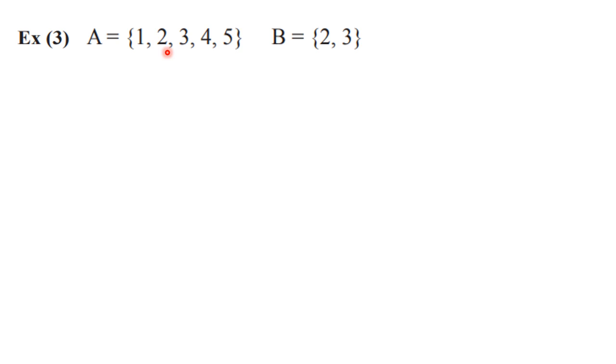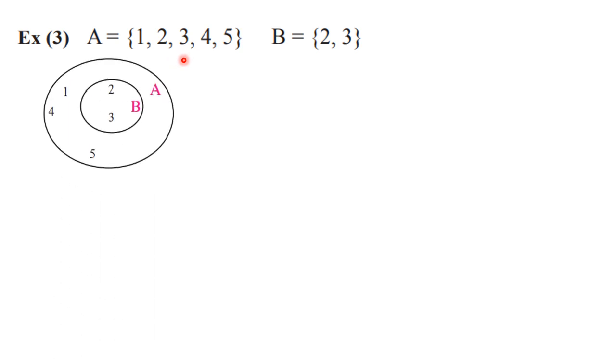Correct? Just recall the concept of subset. All the elements of B are present in A, so B is called a subset of A. Now we have to write down its union. If we want to write down its union and show it by using a Venn diagram, then you can write it like this.